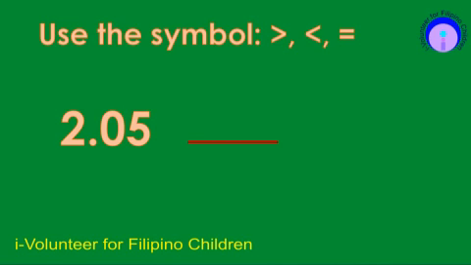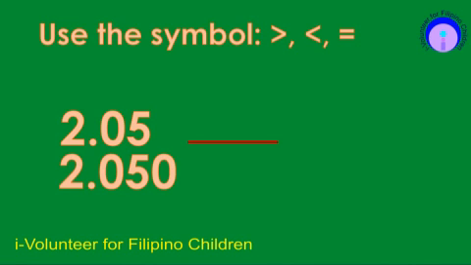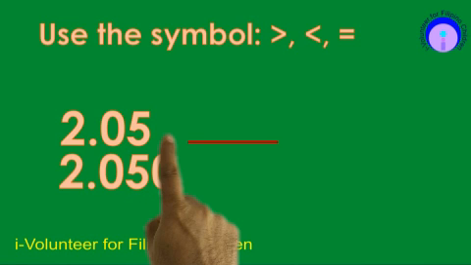Let's compare 2 and 5 hundredths against 2 and 50 thousandths. Let's compare from left to right. 2 is the same as 2. 0 and 0 are the same. 5 and 5 are the same. But here, we are comparing a space and a 0.